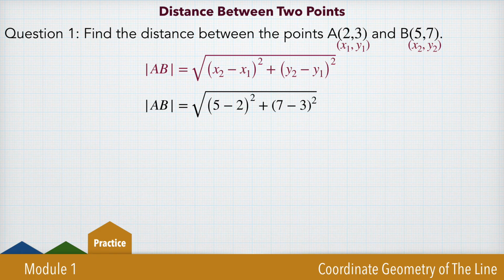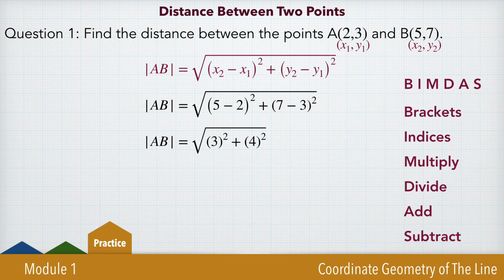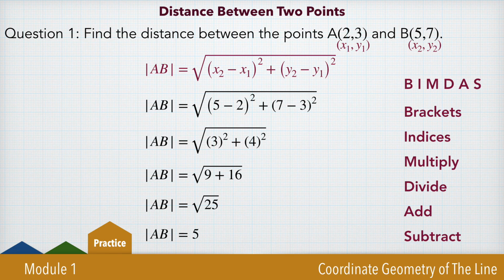We will start with the BIMDAS rule, which determines the order of operations. Each letter stands for the operation, which must be carried out in its order. In this question, we do have brackets, so their contents must be simplified first. Next is indices, which is the power of 2 here. Next in this question is addition. And the last part is finding the square root, giving us an answer of 5. Therefore, the distance between the point A and B is 5.